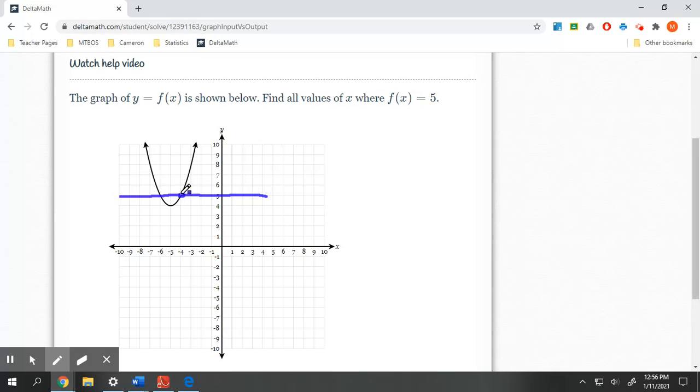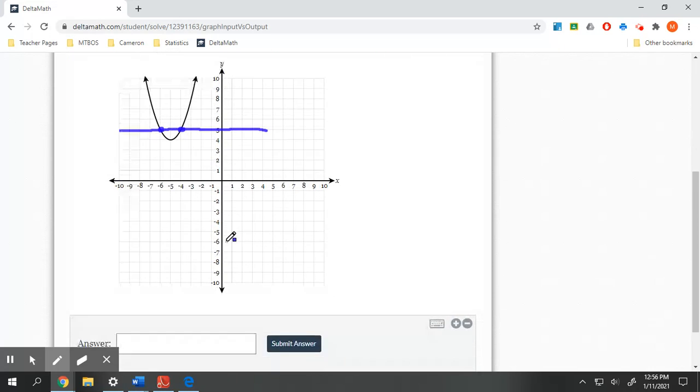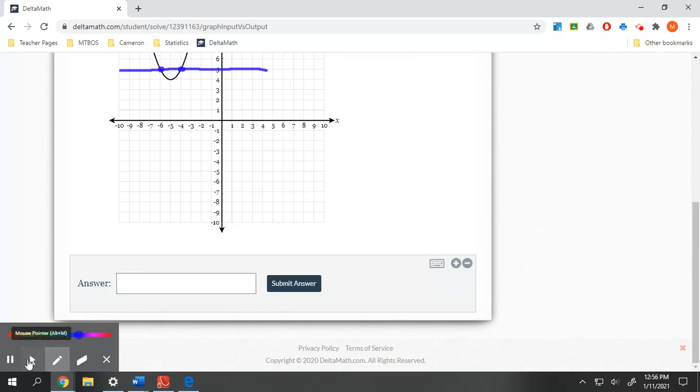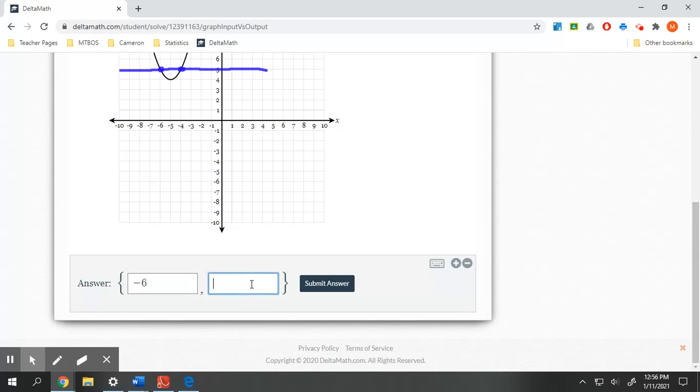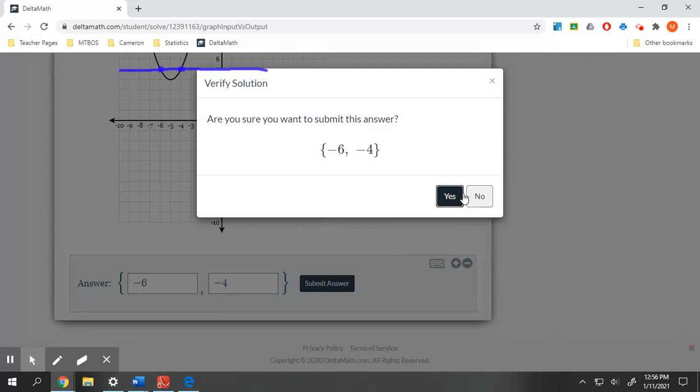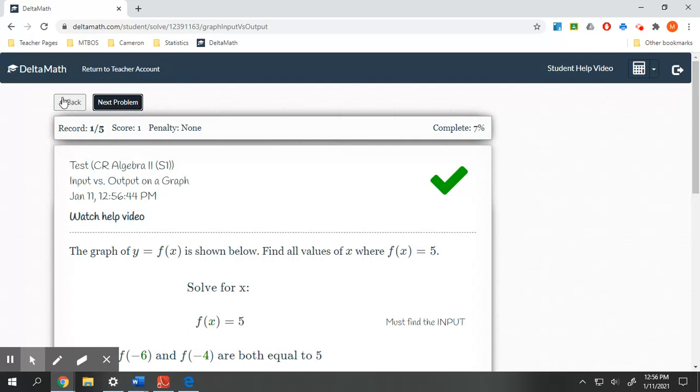Well, we actually have two. We have one here and we have one here. So we have two x values. We have one at -6 and we have one at -4. So my answers, I have one value at -6, but I need one more. I also have one at -4. So -6 and -4 are my two x's that give that output.